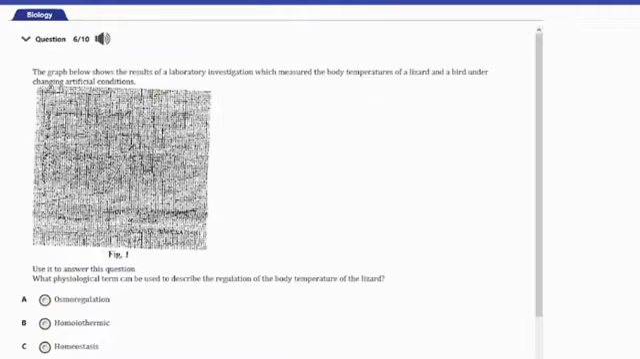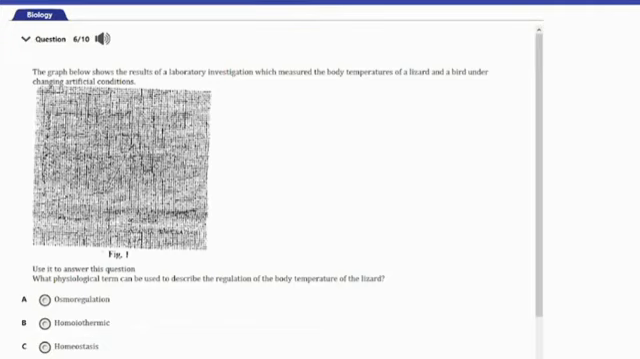So that's question number 6. The question says, the graph below shows the result of a laboratory investigation which measured the body temperature of a lizard and a bird under changing artificial conditions. So use it to answer this question.